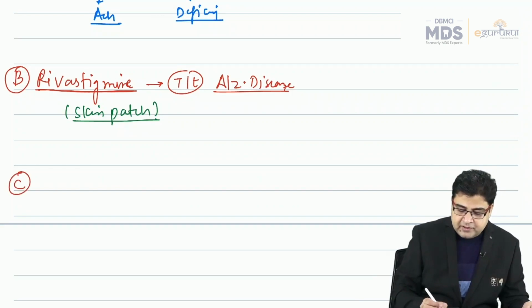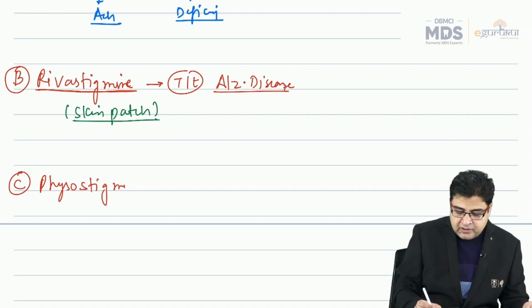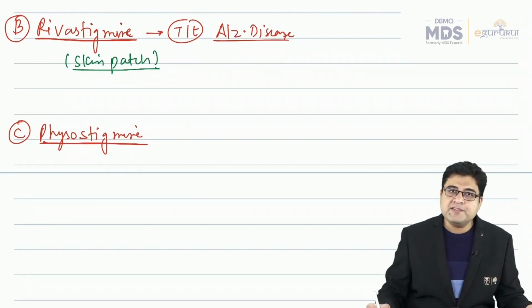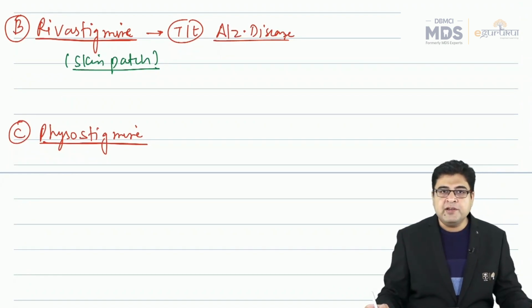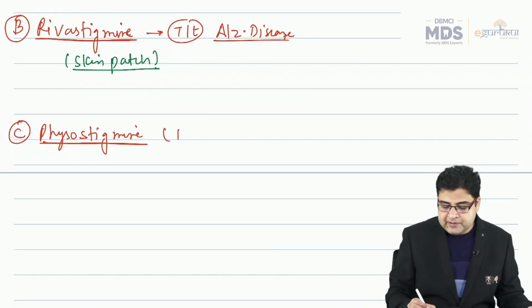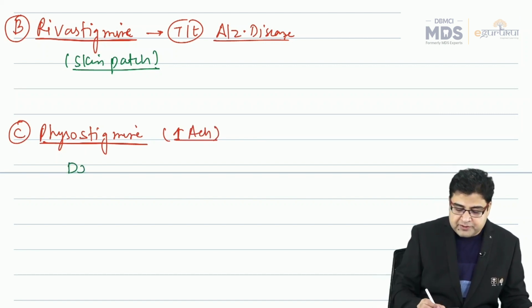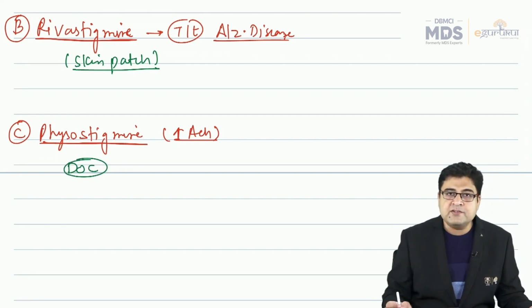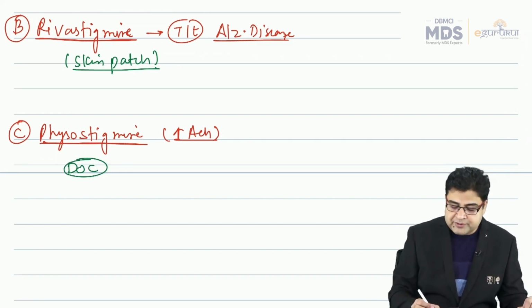Now we have a third medicine over here. The drug name is physostigmine. Physostigmine is a drug which can increase the level of acetylcholine everywhere in the body. This medicine is considered the drug of choice, or the antidote of choice, for anticholinergic drug poisoning.